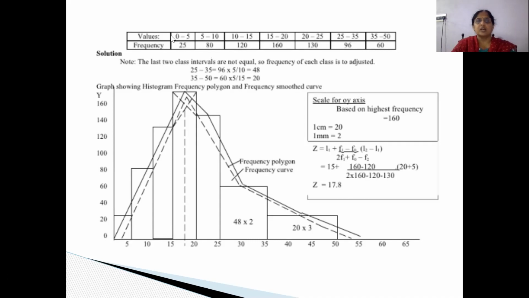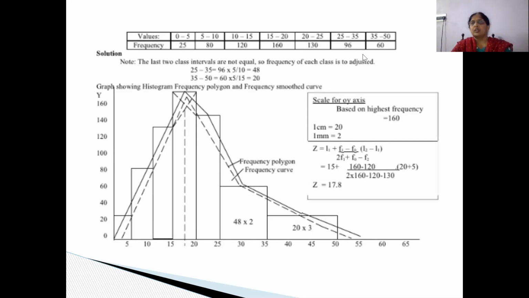What are the classes here? 0 to 5, 5 to 10, 10 to 15, 15 to 20, 20 to 25, 25 to 35. So here there is a 5 class interval, here also 5, here we get a 10. So we have to make this 2 class frequency. We can make it 2 class frequency.